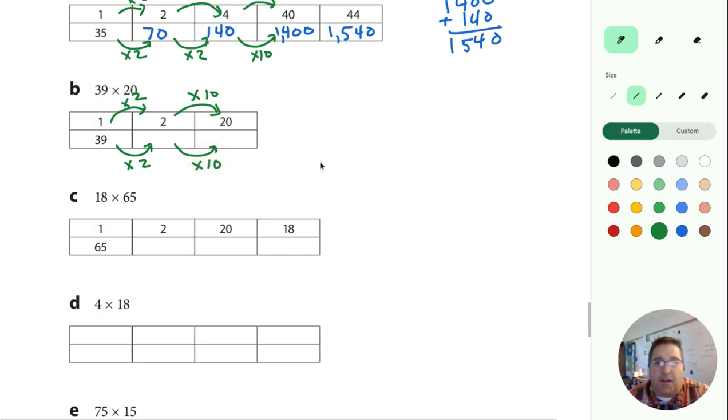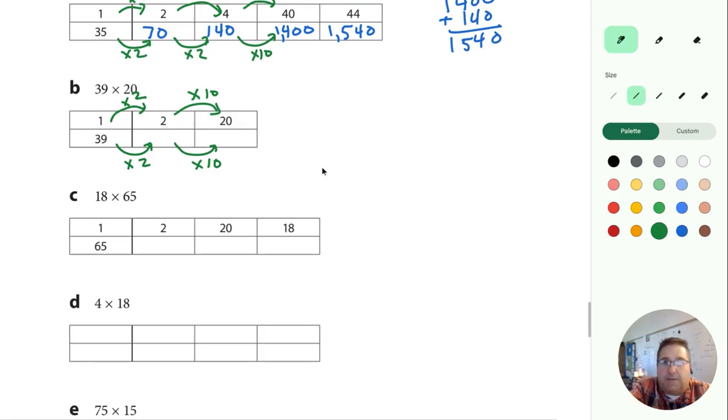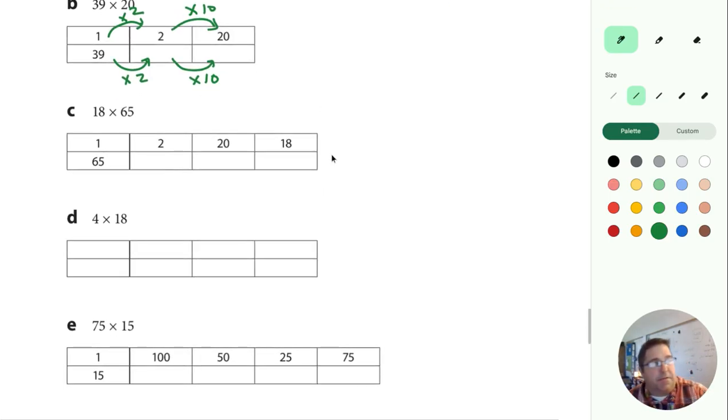So I'll let you guys fill in the numbers. But that's the idea there, right? How about this one? One group of 65 is 65. So we can double that to get two groups, to figure out how much two groups of 65 would be. So just double that. And then go from 2 to 20. What did we do? Well, we had to multiply by 10.